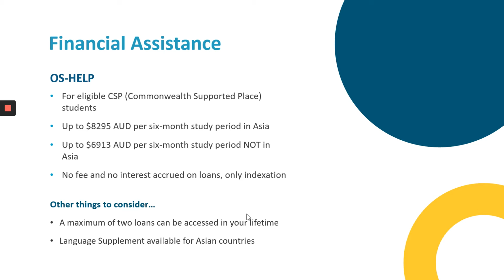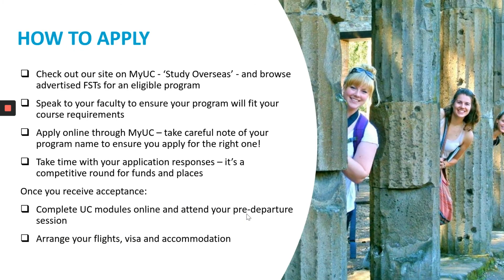It's up to $8,295 Australian dollars per 6-month study period in Asia, or $6,913 per 6-month study period not in Asia. No fee and no interest is accrued on these loans, only indexation, and it's actually added to your HELP debt. Other things to consider: a maximum of 2 loans can be accessed in your lifetime, and there's a language supplement available for study in Asian countries.